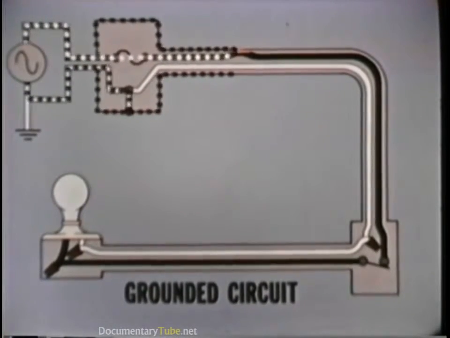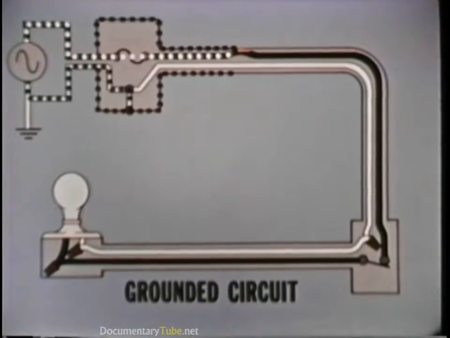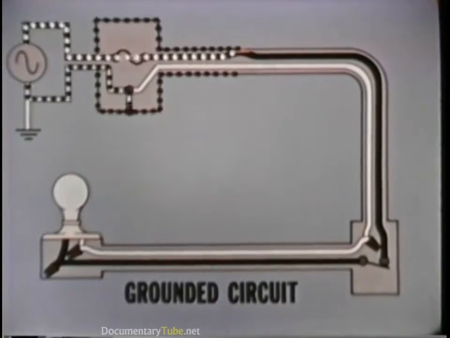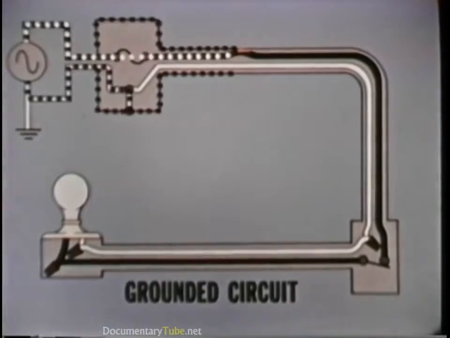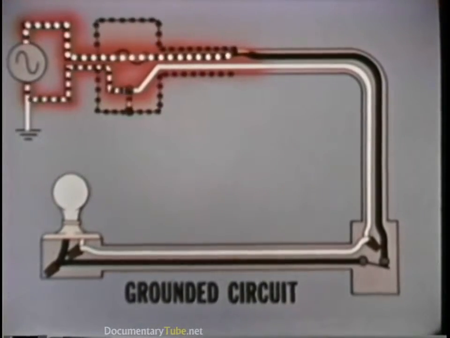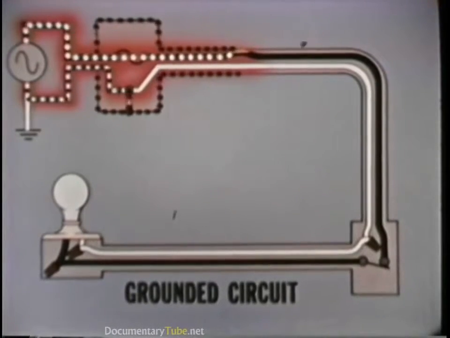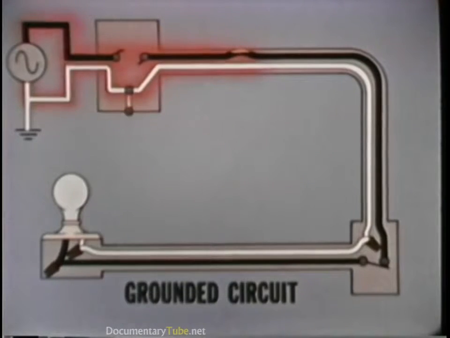Since the metallic parts of the wiring system are at ground potential, the current flow is shunted through the metallic structure to ground. Since the resistance of the circuit is lowered to an extremely low value, the current flow is increased until the protective device in the power panel reacts to stop the current flow.